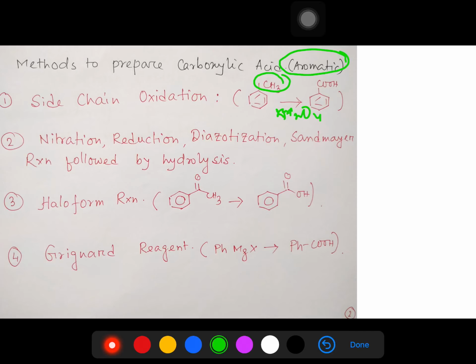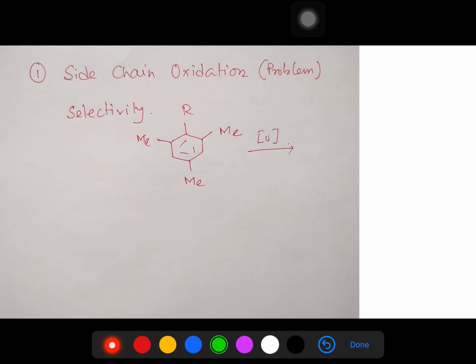but the question is we need to focus on a method which is relevant for large scale synthesis, because toluene could be distilled out on a large scale from natural sources, whereas benzyl alcohol could not be produced to that extent naturally. That's why we are focusing on toluene oxidation, not benzyl alcohol oxidation. So second is nitration, diazotization, Sandmeyer reaction. Third is haloform reaction. Fourth is Grignard reaction. So let's go one by one.